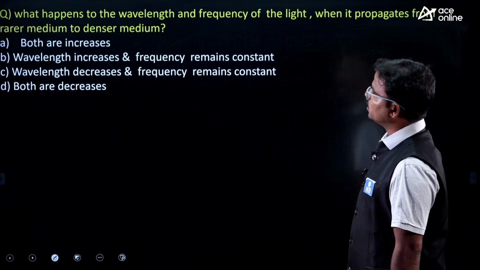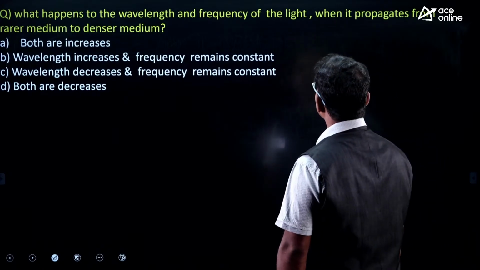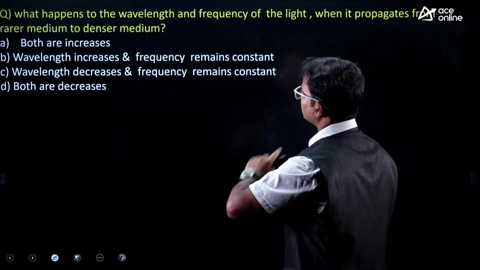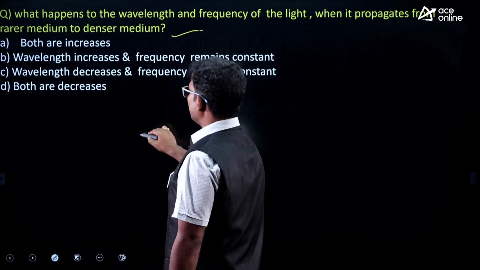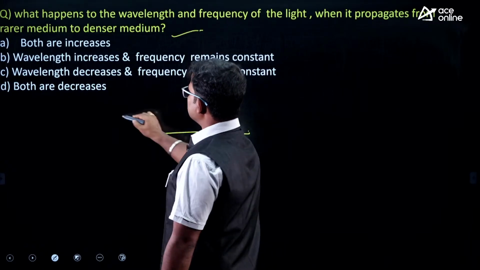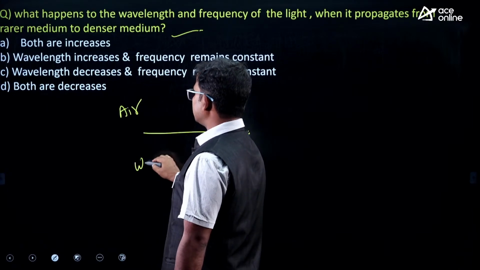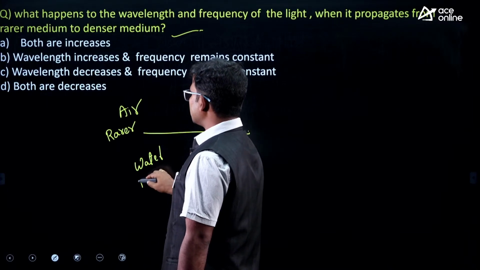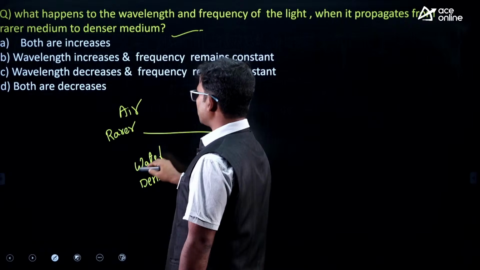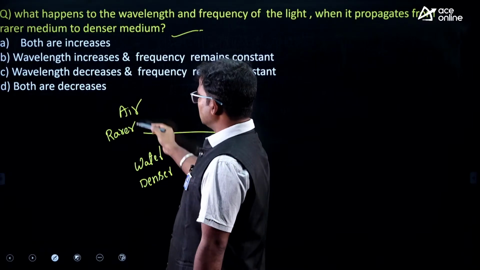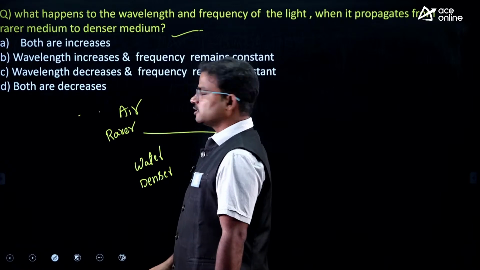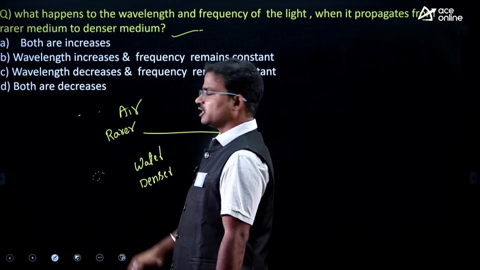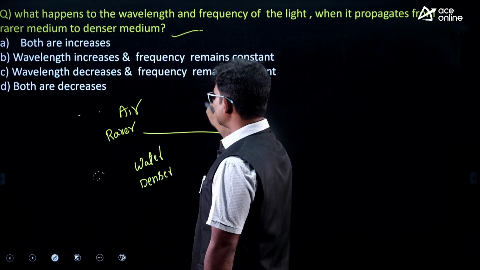Next one, what happens to wavelength and frequency of light when it propagates from rarer medium to denser medium? Yes, let's consider air, and here it is water. Air is a rarer medium, and water is considered a denser medium. How can you conclude that? Based on the particles. Air has a smaller number of particles in a unit area, but water has a bulk number of particles compared with air in unit area. That's why it is treated as a denser medium.